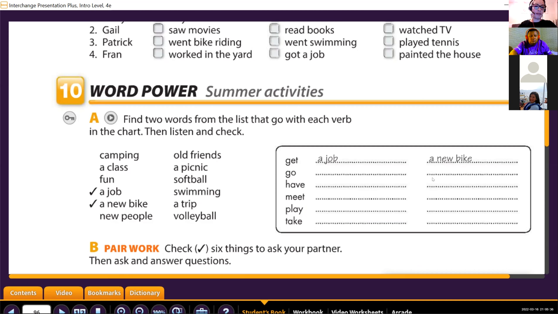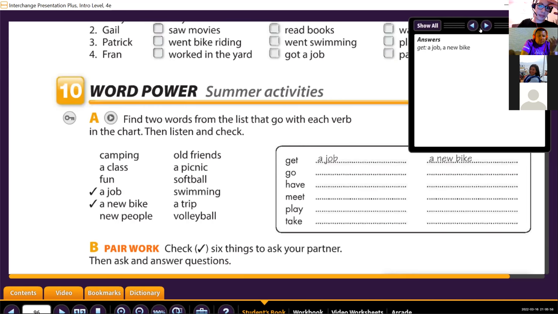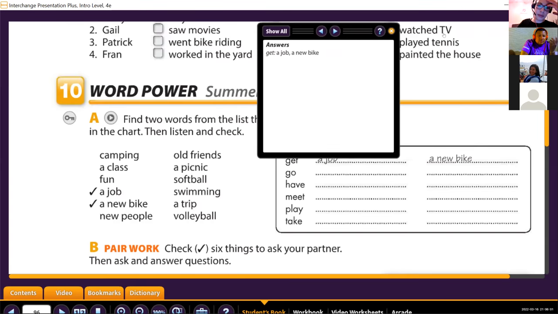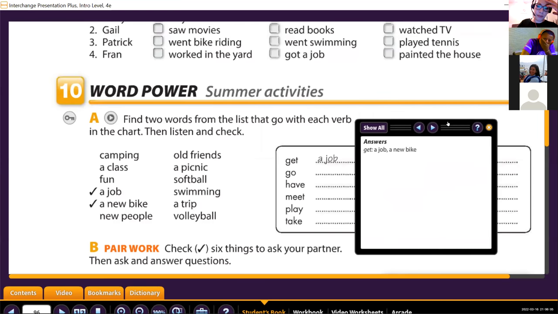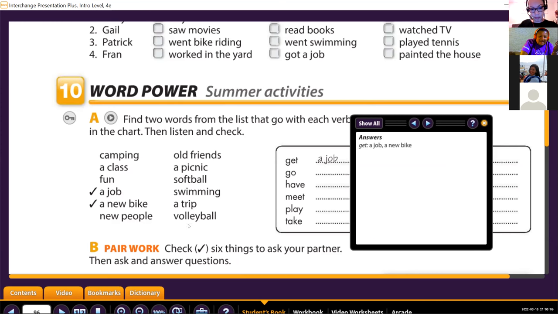Go a trip. Go a trip? I think go a class? No. Have a class? With go? Go camping. Okay, go camping. And the other one? Go swimming. Go swimming. Let's check. Yes, that's correct. Go camping and go swimming.